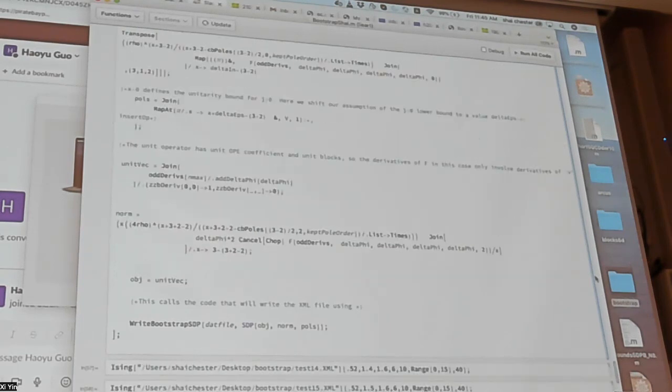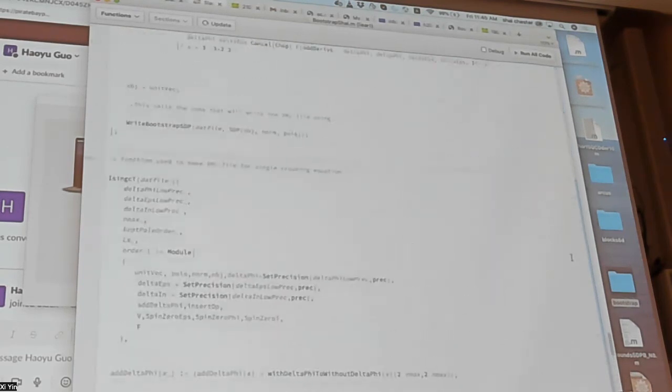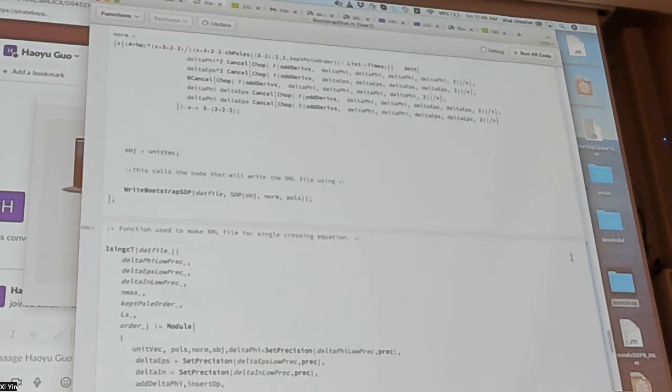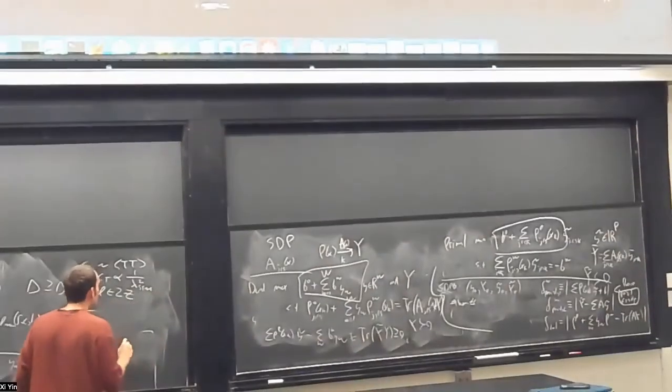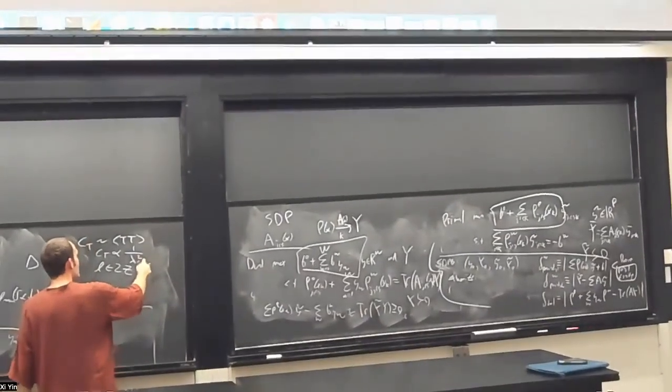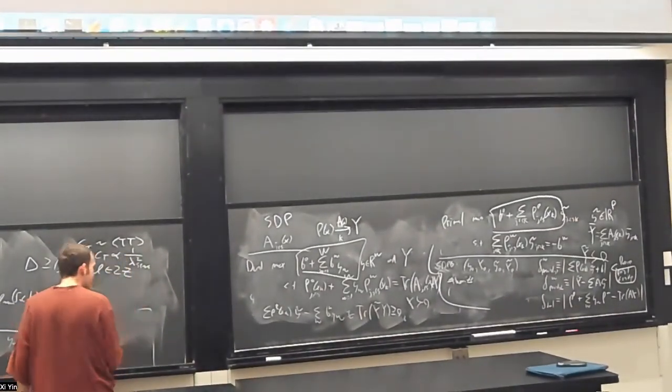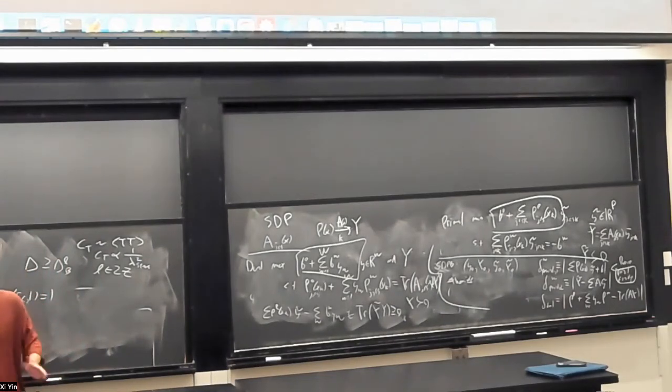Similarly, there's another wrapper code, which is for extremizing OP coefficients. I call this Ising CT. The reason is, remember from previous lectures that CT, the coefficient of the stress tensor two-point function, if we unit normalize this, is proportional to 1 over the OP coefficient of the stress tensor squared. So an upper bound on the stress tensor OP coefficient is a lower bound on CT, and that's a quantity people care about.